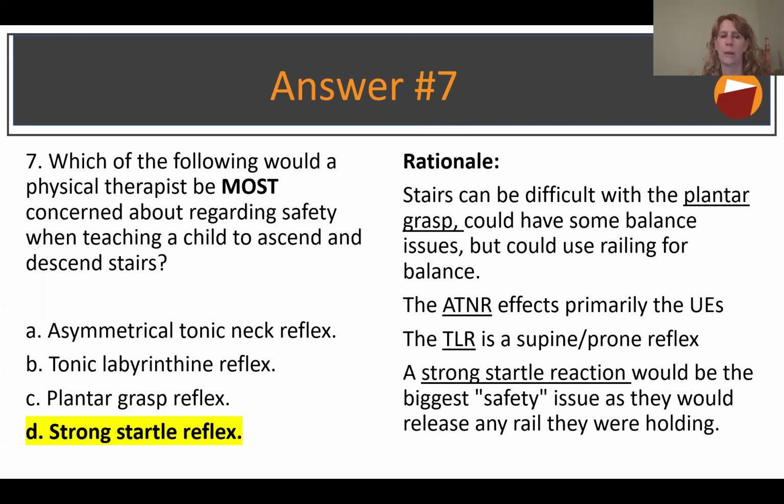But what I'm really concerned about is a really strong startle reflex, that somebody goes boo and their arms fly up, and that I think is the biggest safety issue. But I can see an argument, especially for A. So I think if you said A or D, give yourself the point. I think it could be a better question.